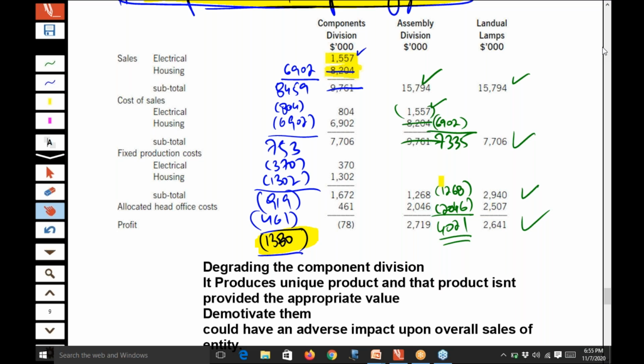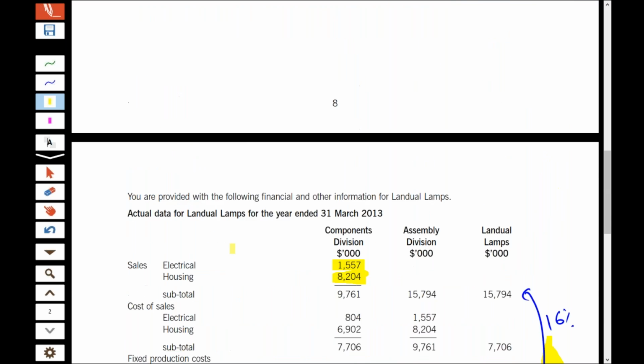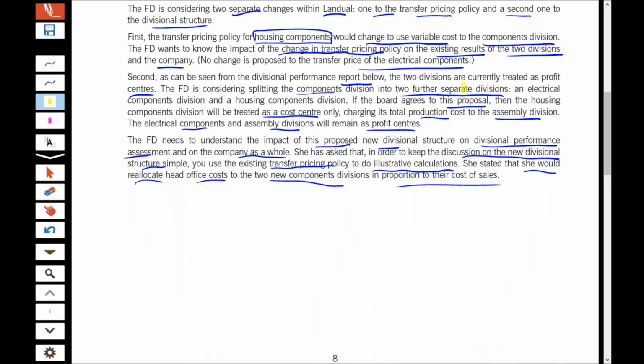On to the third requirement of the question. It says, evaluate the impact of the change in the proposed divisional structure on the profit of the divisions and the company as directed by the FD. So what is the proposed change to the divisions? It's actually separating these divisions, and by making the housing division a cost center, the electrical components to be the same, the assembly to be the same.